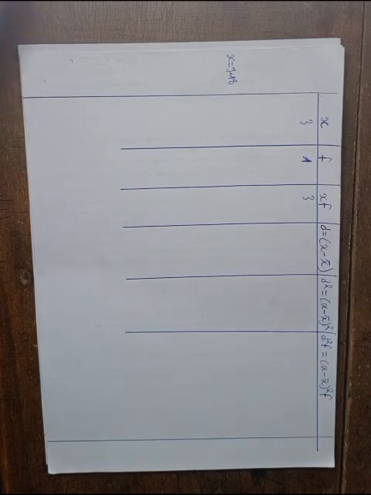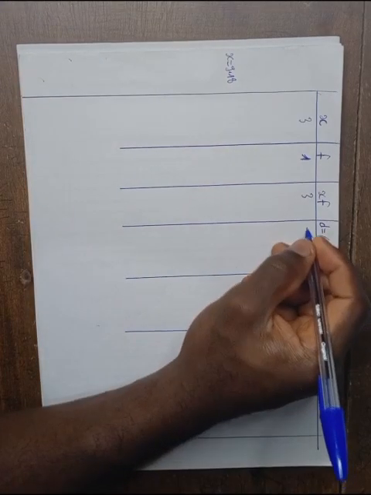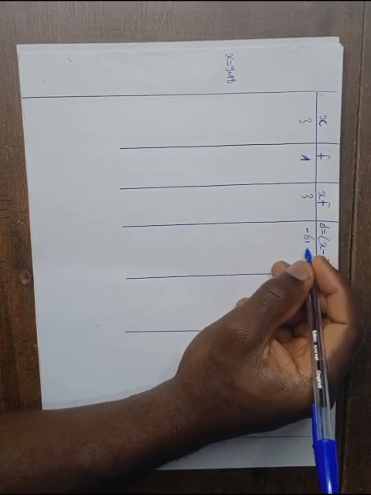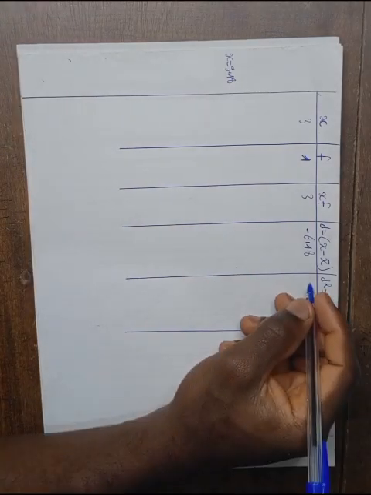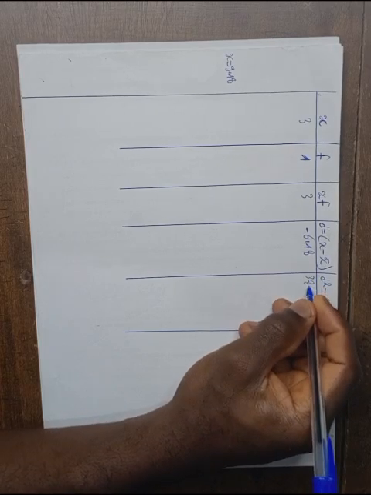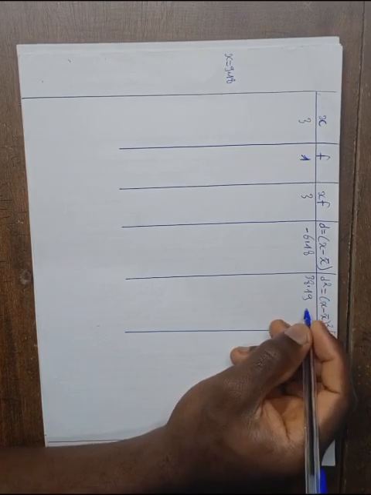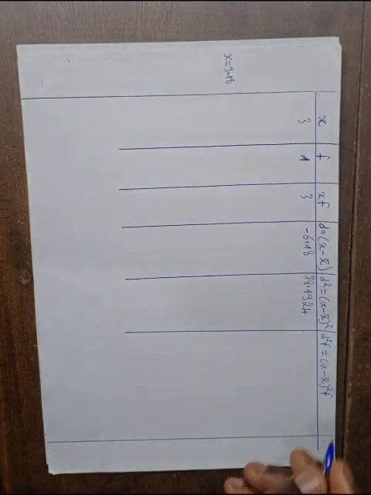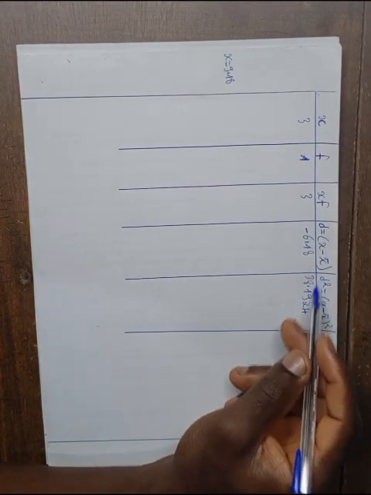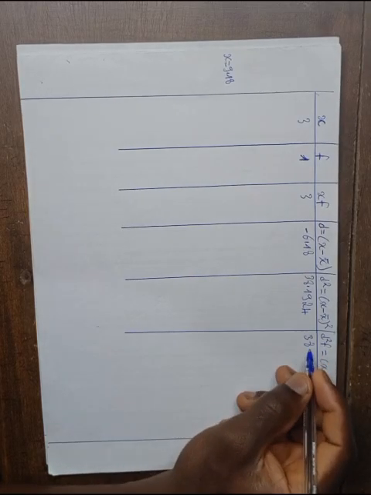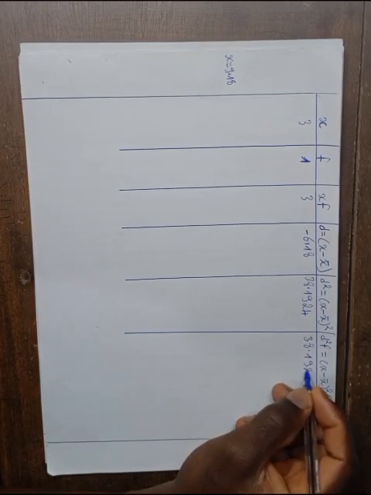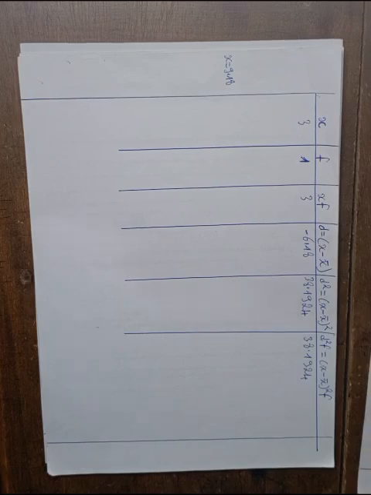X here is 3. 3 minus 9.18, which is equal to negative 6.18. So next we are going to square 6.18. Squaring 6.18 will give us 38.1924. Next, we are going to multiply the deviation squared by the frequency, it remains the same, 38.1924.